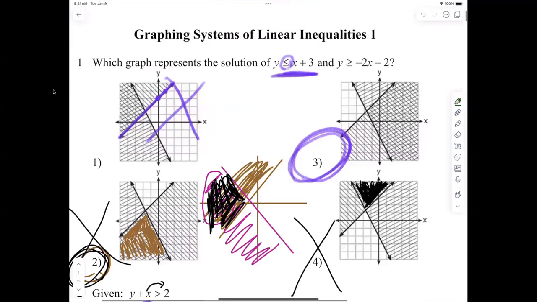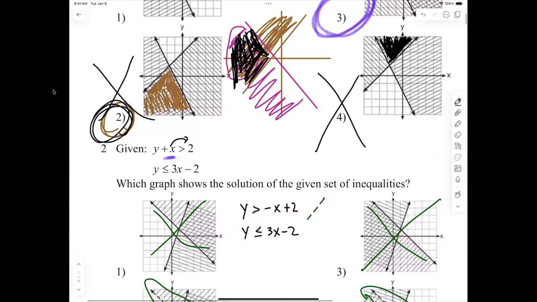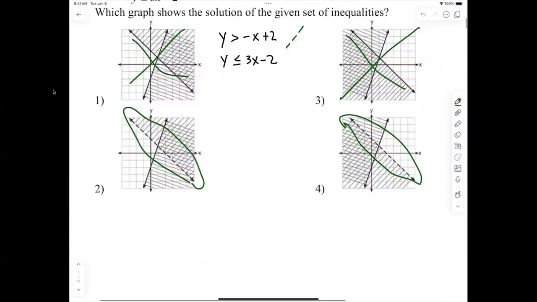Because they're both equal to. They both have to be solid lines. What do you think? Less than. Below. Doesn't that make sense, right? I want that to be obvious. If you're shading less than, you want to be below. Greater than is above. All right, come on now.